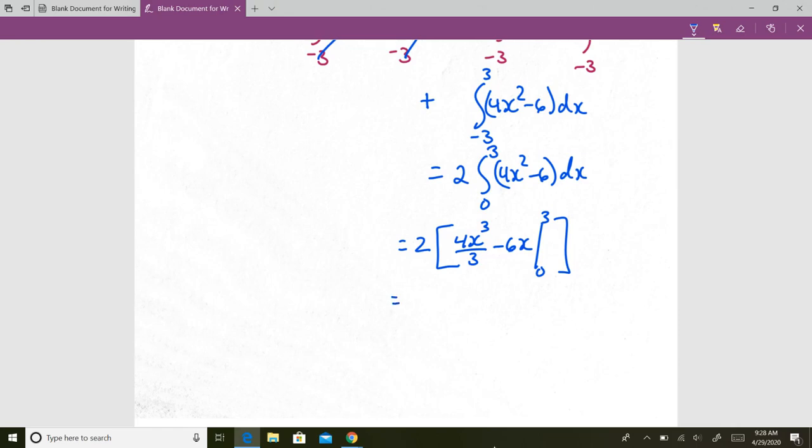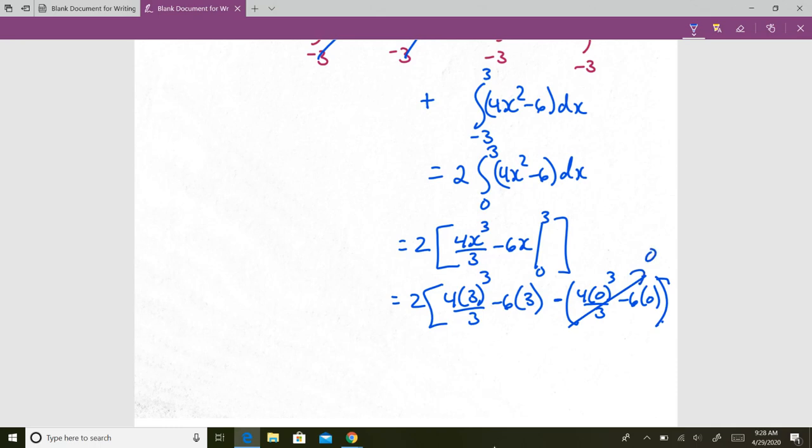Okay, so I put the 3 in. 4 times 3 cubed over 3 minus 6 times 3. And then this is why you want to do this. Subtract, you put in the zeros, and everything disappears. On the second half, that's all 0. So really, I'm just evaluating this bit here, which if you do that, you should get 36, if my math is right.